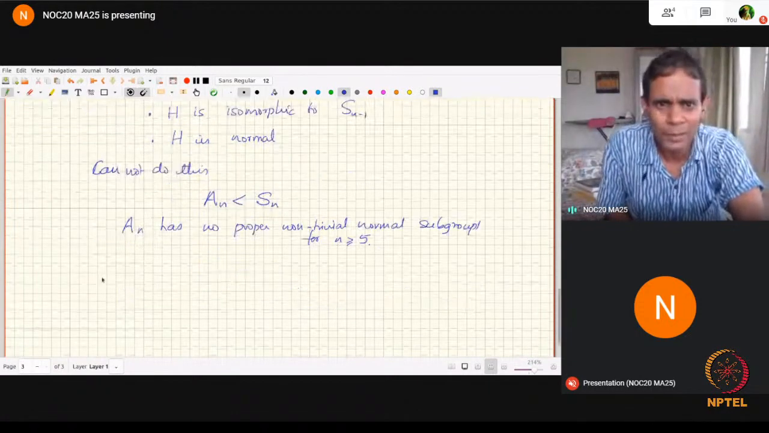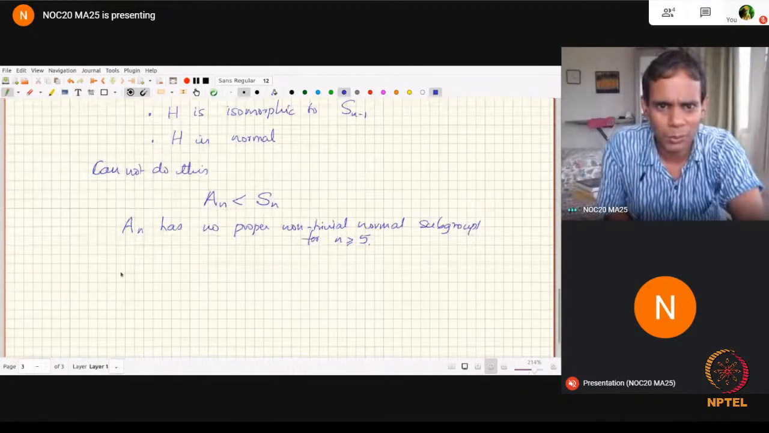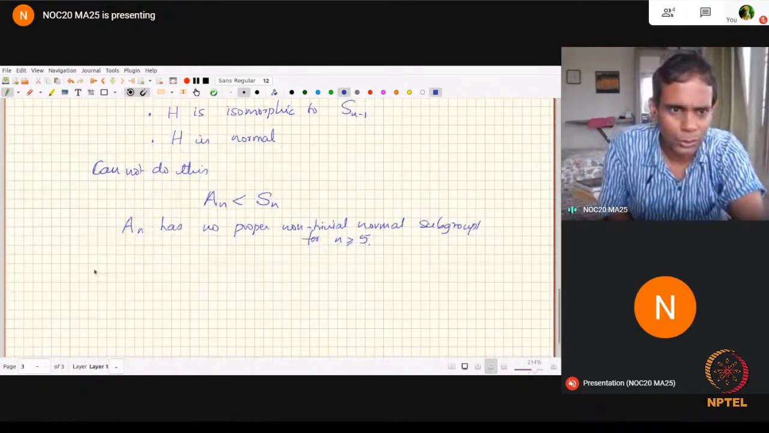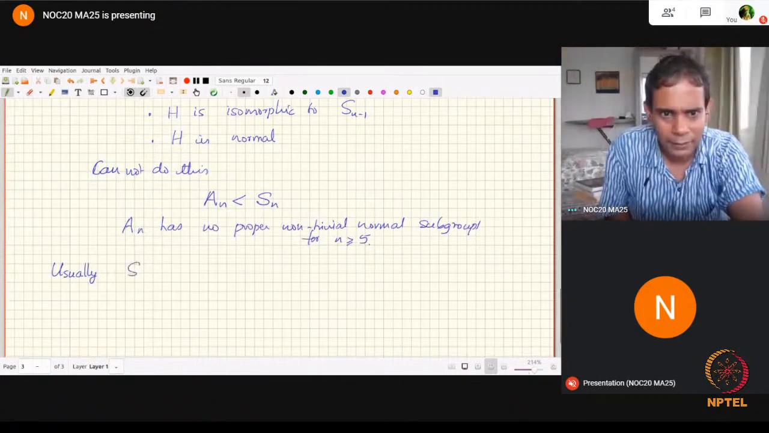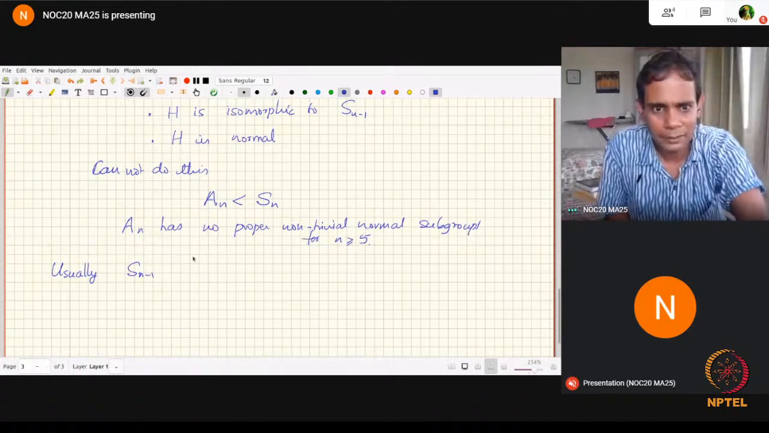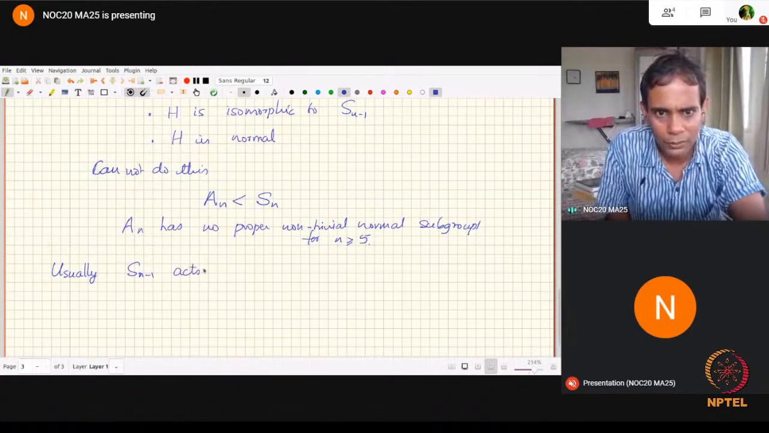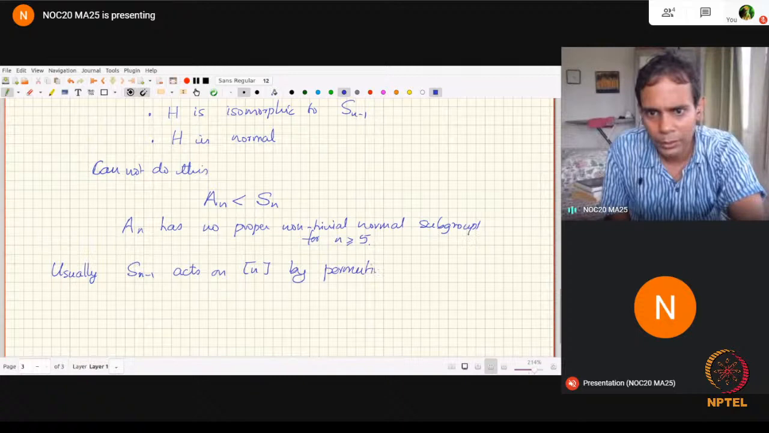So usually, how do we think of Sn minus 1 as a subgroup of Sn? Usually we think of Sn minus 1 as a subgroup of Sn that acts on n letters by permuting the first n minus 1 elements.